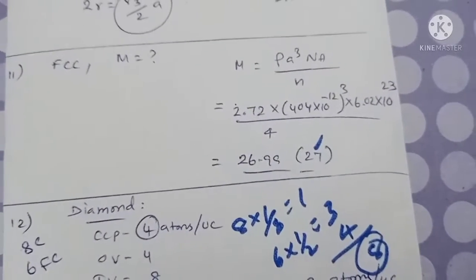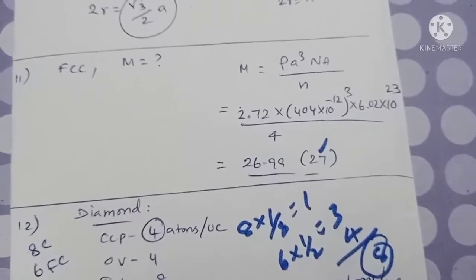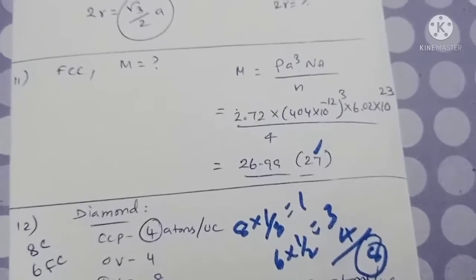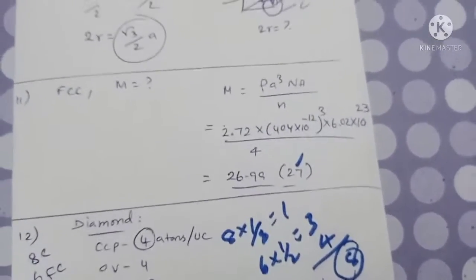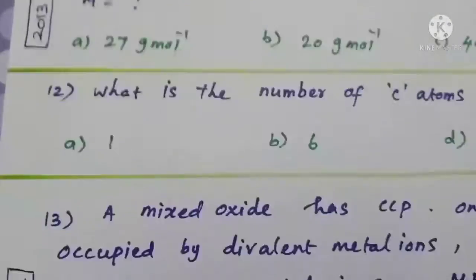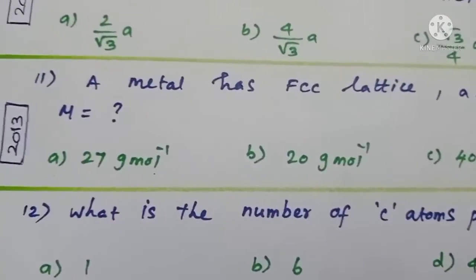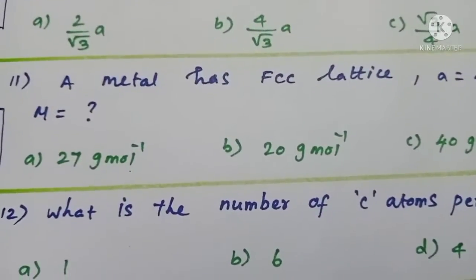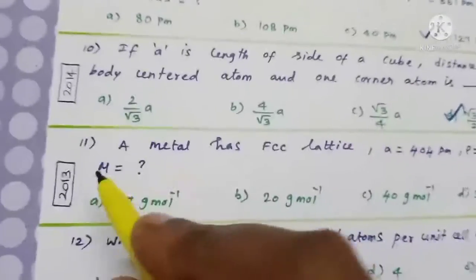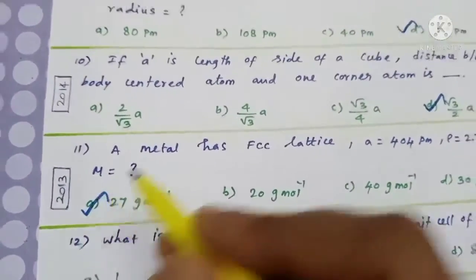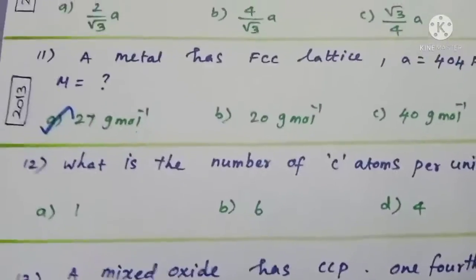Probably this is nothing but aluminum, because aluminum metal has a molar mass of about 27 gram per mole. Now let us have a look at the options. For question number 11, the first option, 27 gram per mole, is the right answer. Now we go for question number 12.